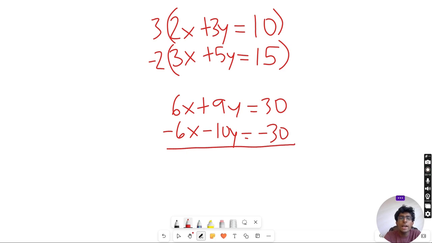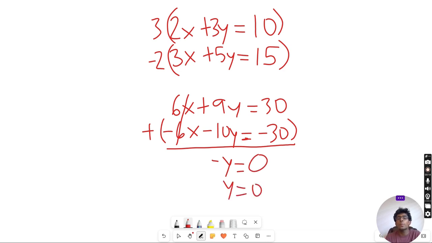So, oh wow, actually I unintentionally didn't realize. Okay, so we're not going to be having variables here, guys. Alright, so we're going to basically add these together. So when we add it, we're going to cancel these x terms out. 9 minus 10, that's -y, equals 30 minus 30, which is 0. So our y is equal to 0, because remember, 0 divided by anything is still 0.